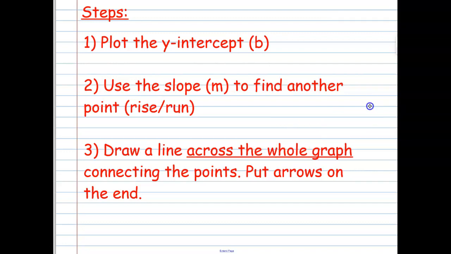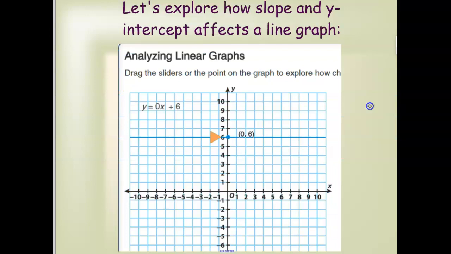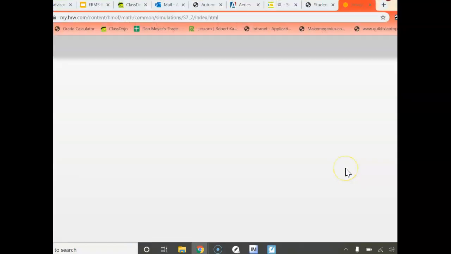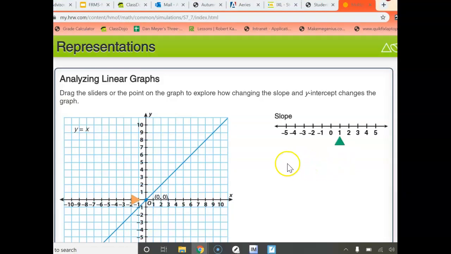All right, I want to show you something cool about how slope and y-intercept affect a line graph. I'm going to open up this little interactive here.